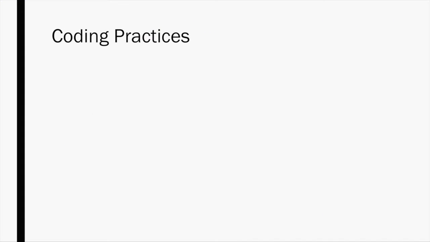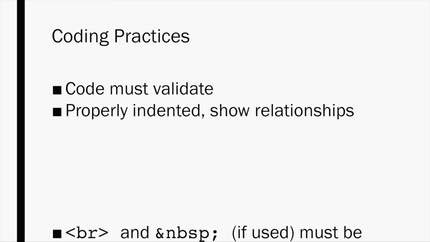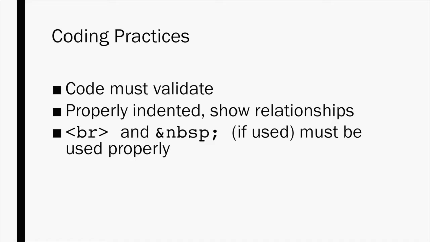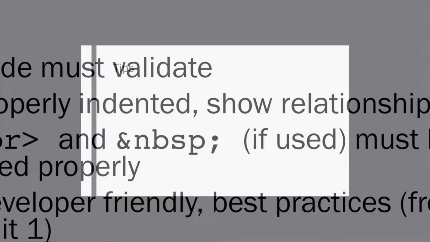Best coding practices. First off, all code must validate. Please check against the validator as much as possible to make sure that you're putting in the correct code. All code must be properly indented to show the necessary element relationships. If you do use the line break and non-breaking space, these must be used properly. And the code must be developer friendly using the best practices discussed from Unit 1.